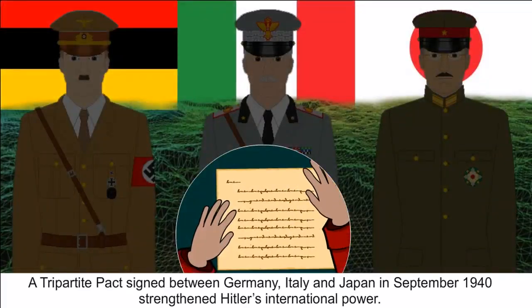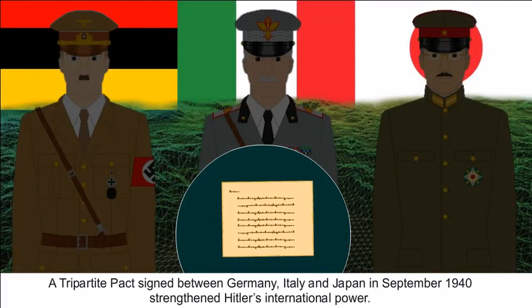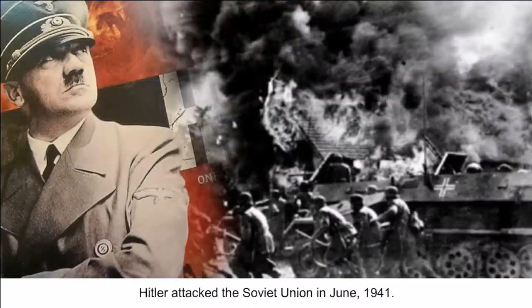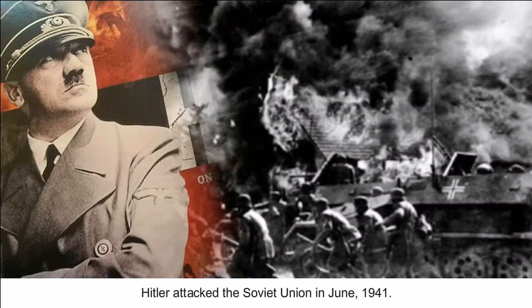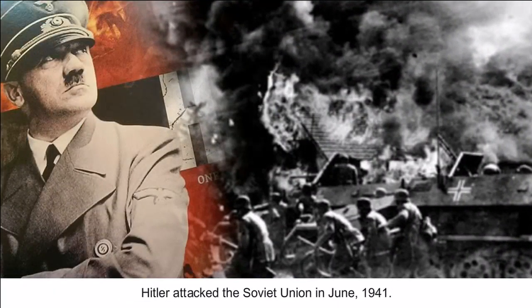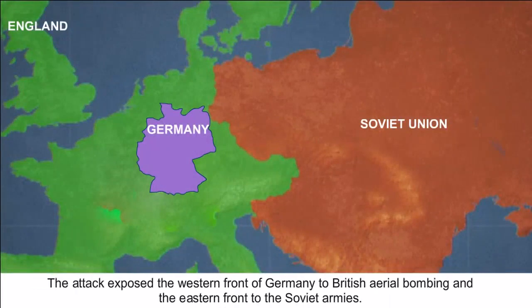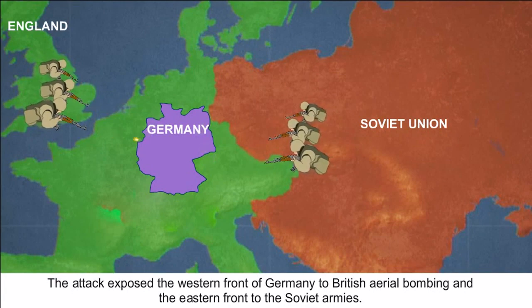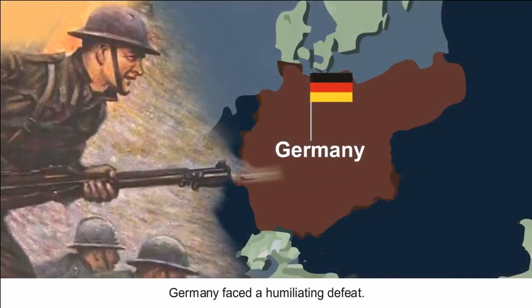The German invasion of Poland on 3rd September 1939 triggered a war with England and France. A tripartite pact signed between Germany, Italy, and Japan in September 1940 strengthened Hitler's international power. Hitler attacked the Soviet Union in June 1941. The attack exposed the Western Front of Germany to British aerial bombing and the Eastern Front to the Soviet armies.